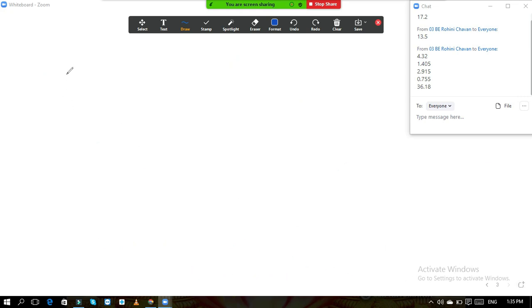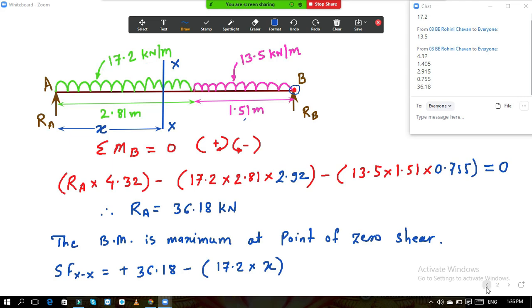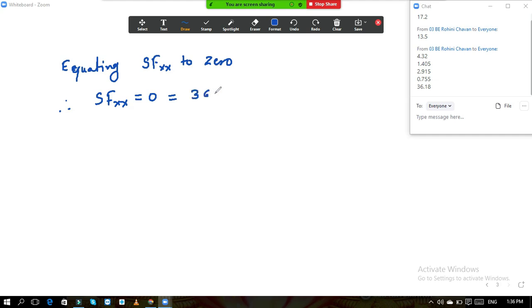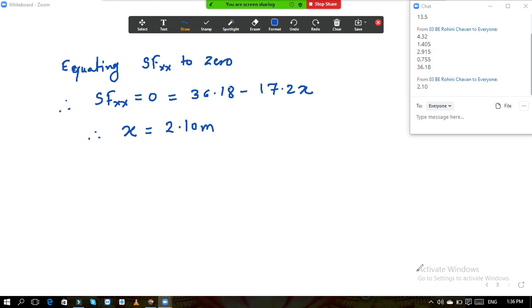So I will write here, equating shear force at xx to 0. Therefore SF at section xx is equal to 0, which is equal to 36.18 minus 17.2x. Now from this equation find out the value of x and let me know the value. It is 2.10 meter. So now x is 2.10 meter.